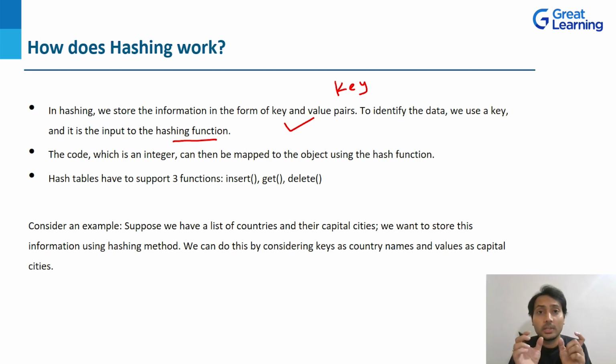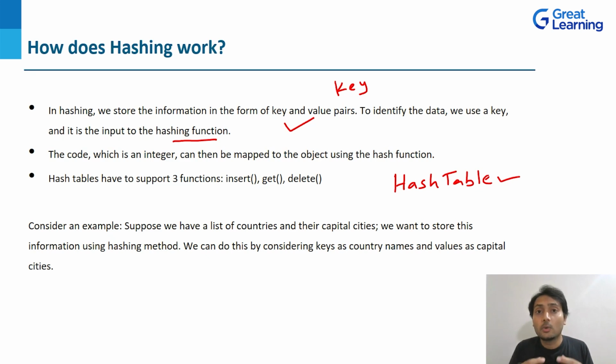Every key has an associated value. Now this key has to be given as an input to the hash function so that we can access the value present at that particular location. Now all this information is stored inside a table called a hash table. The hash code, the key and the value, everything is stored inside a hash table internally.